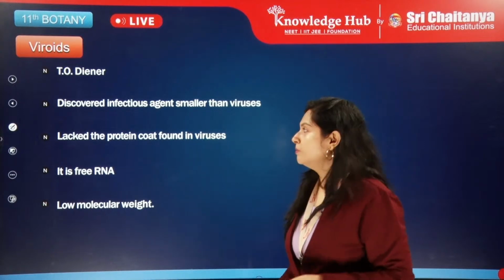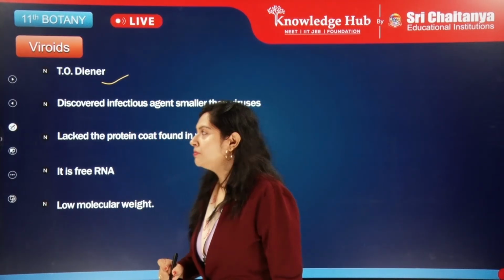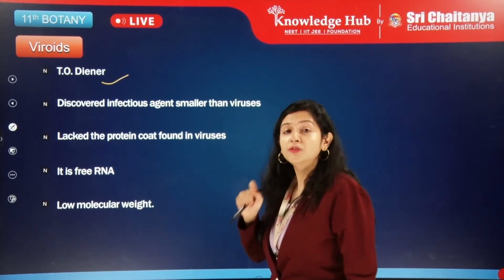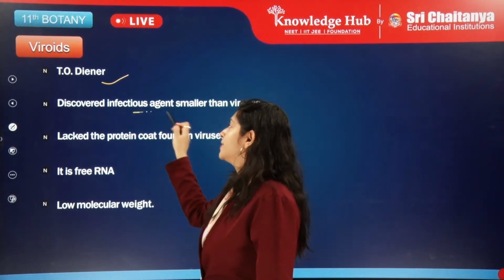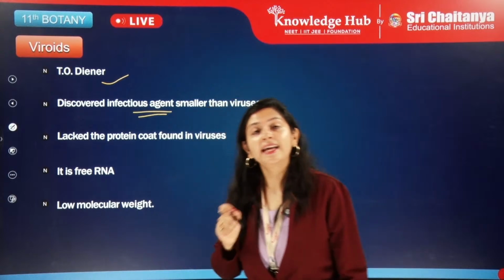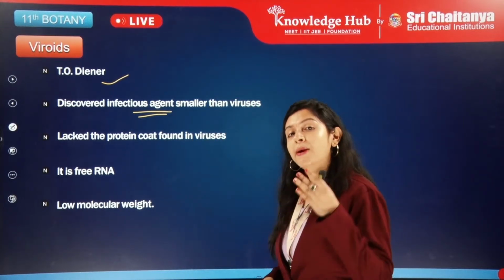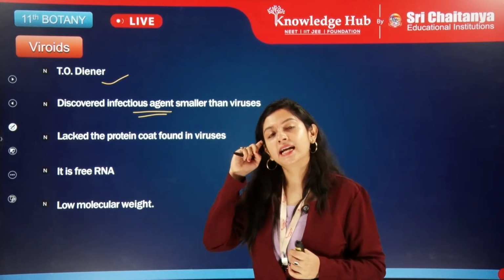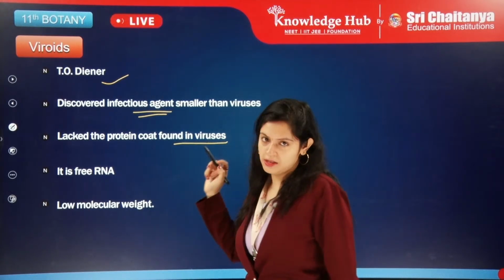So viroids are named by whom? Discovered by T.O. Diener, please remember the name, and how it was discovered. First, it was thought to be viruses. They were also infectious agents, but size-wise, they are smaller than the viruses. Much smaller.